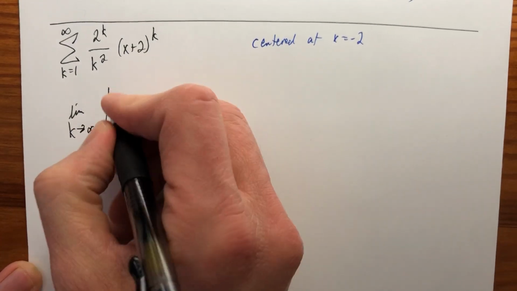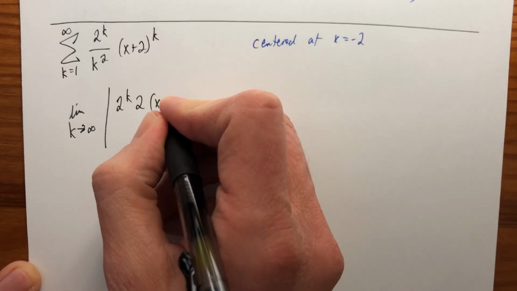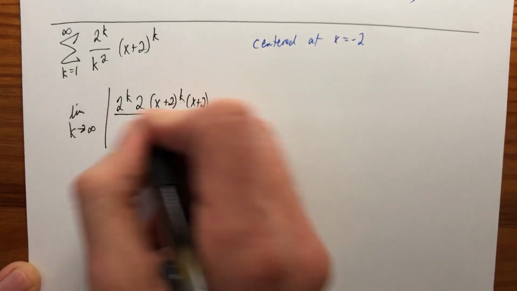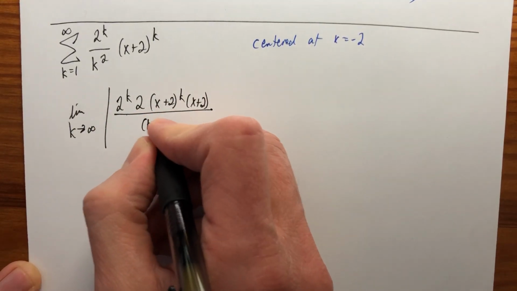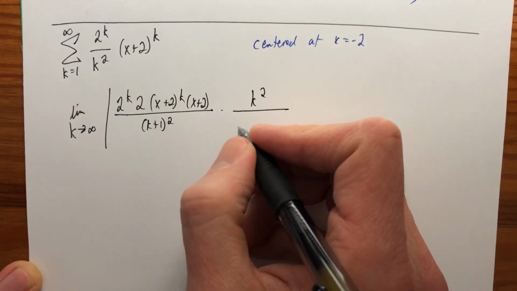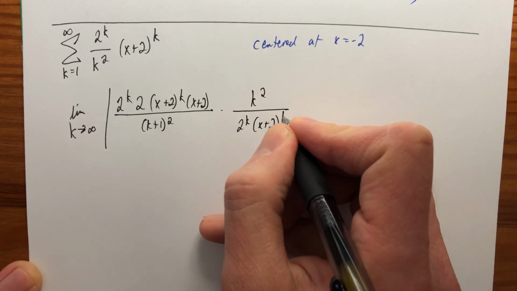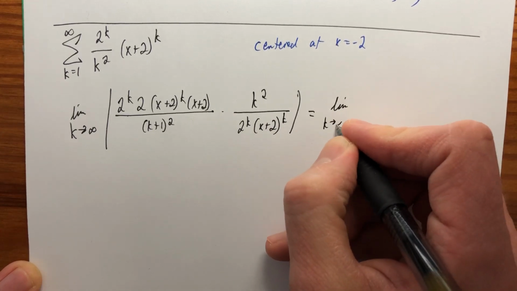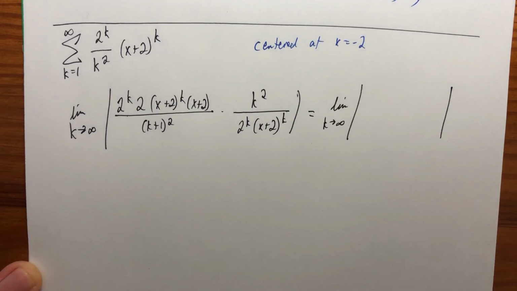So here goes. 2 to the k plus 1, x plus 2 to the k, and x plus 2, because that's x plus 2 to the k plus 1. And then we have k plus 1 squared. And k squared goes here, and 2 to the k, x plus 2 to the k. We have the limit as k approaches infinity of a whole bunch of stuff that's about to cancel out.